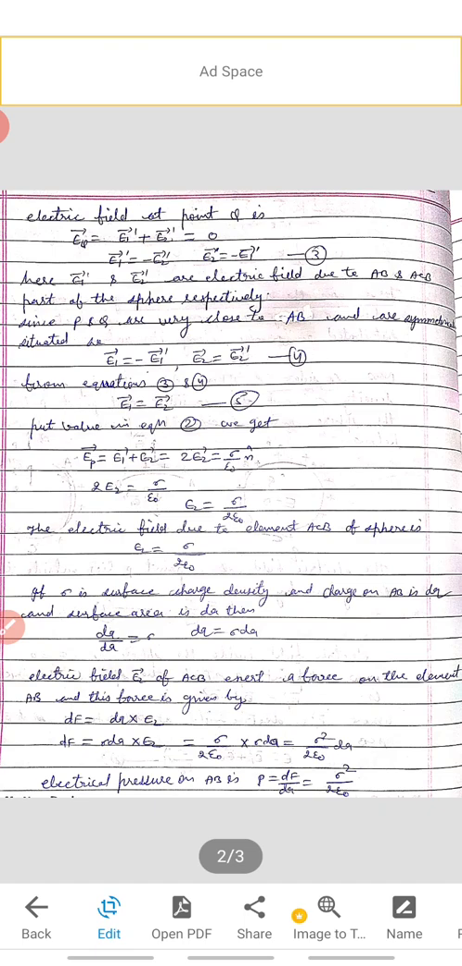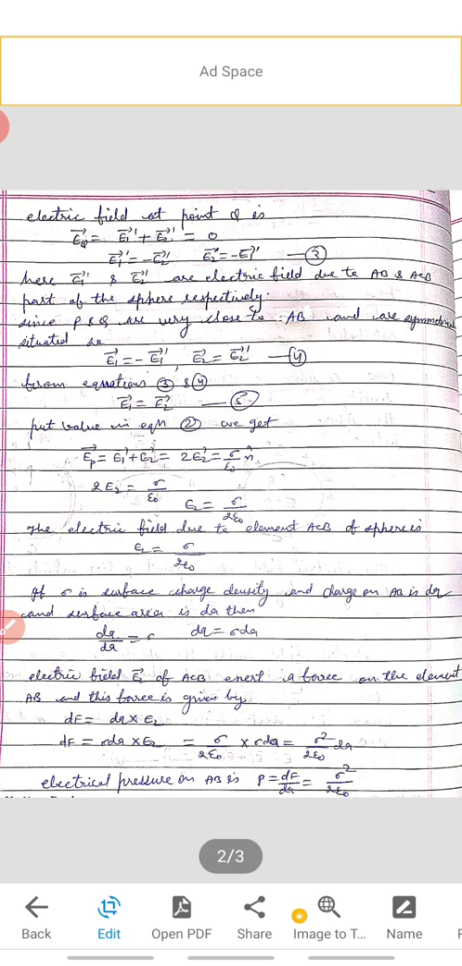So we can write E1 is equal to minus E1 dash, E2 is equal to E2 dash, and from equations 3 and 4 we can write E1 is equal to E2. Now if we put this value in equation 2, we get EP is equal to E1 plus E2 is equal to twice E2 is equal to sigma upon epsilon naught n cap. Finally we get twice E2 is equal to sigma upon epsilon naught, and E2 is equal to sigma upon twice epsilon naught. E2 is the electric field due to element ACB of the sphere.